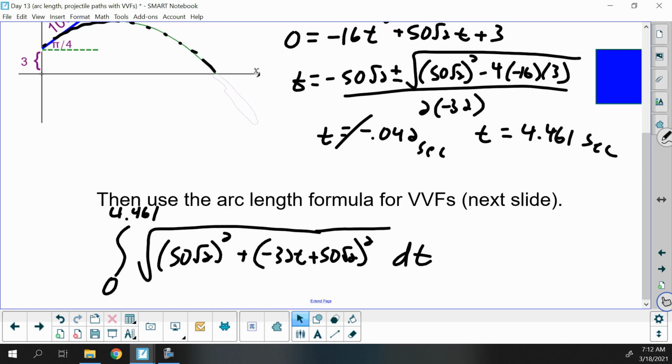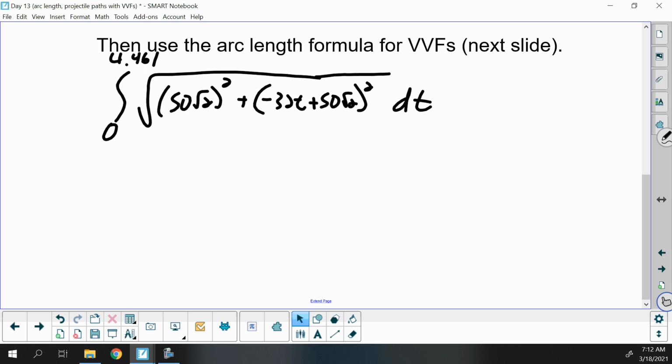dt at the end. And this is something you would not be expected to evaluate by hand. You would just sub it in the calculator. When we put it in the calculator, we get 362.863 feet.